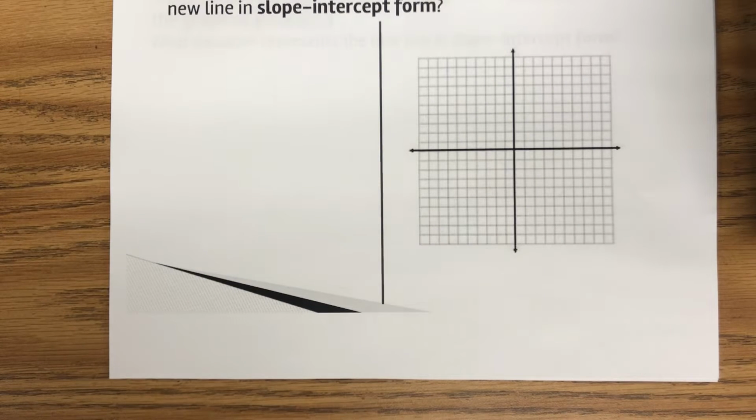All right, problem number 1. A line passes through the point -3, -1, and is parallel to the graph of y equals 2x plus 3. What equation represents the new line in slope-intercept form?